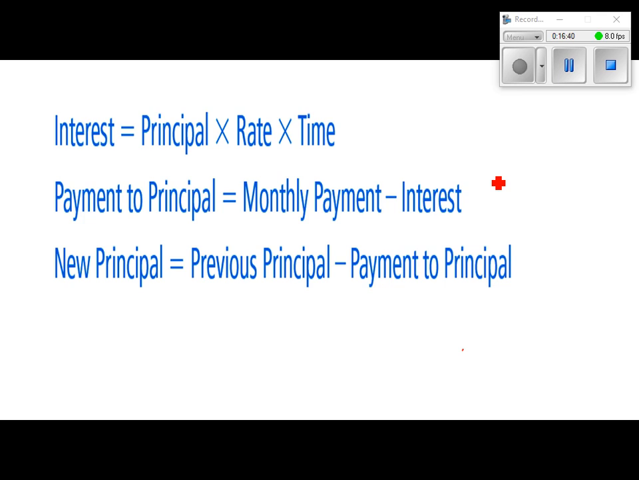Those three formulas, make sure the top one, principal times rate times time, that's simple interest. We've been doing that forever. We're gonna use it a bunch today.